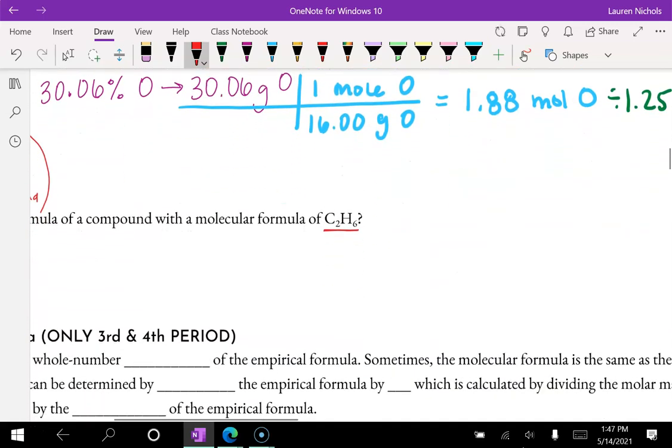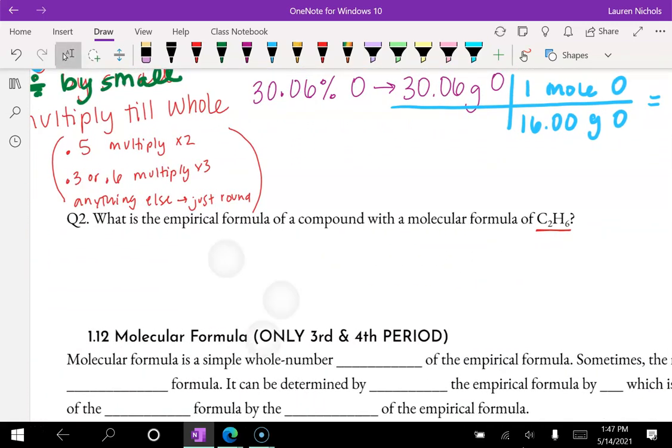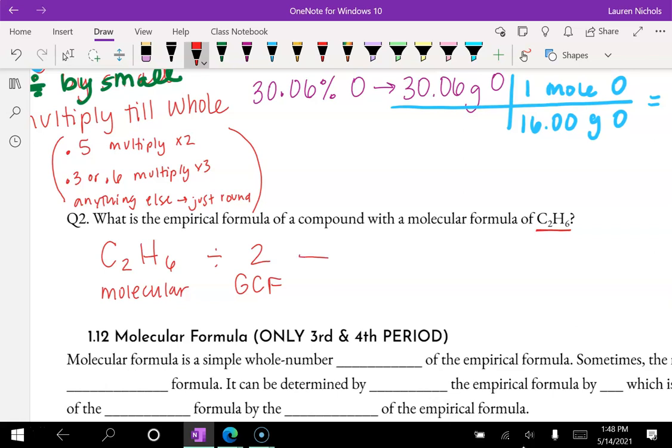So if I look at C2H6, C2H6 is my molecular formula. So I need to divide by my greatest common factor. So when I look at the number 2 and the number 6, the largest number that can go into both is the number 2. Because if I tried to use the number 3, 3 cannot go evenly into the number 2. So we divide. 2 divided by 2 is just 1.